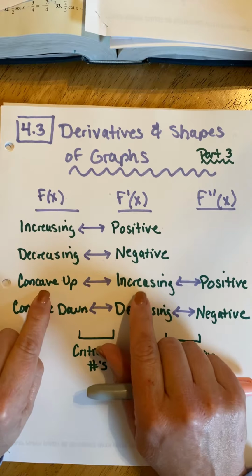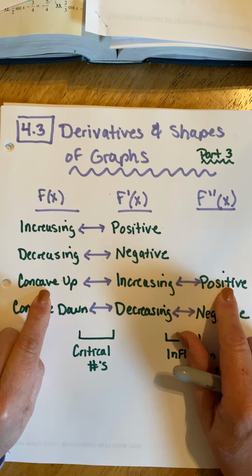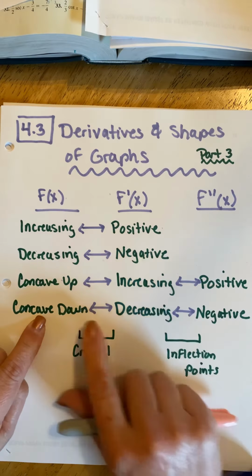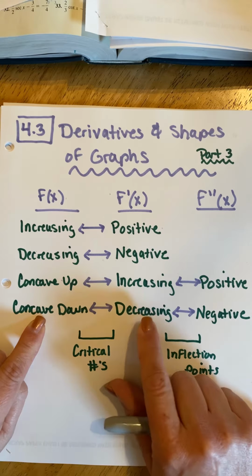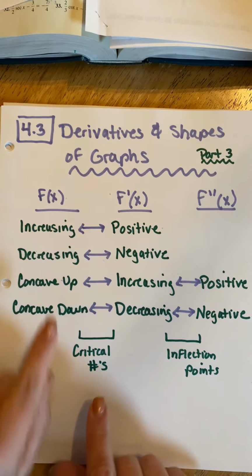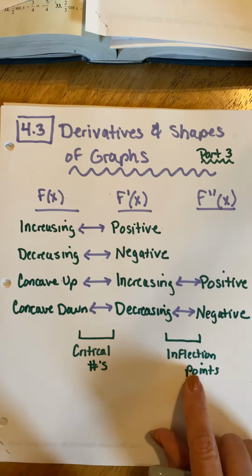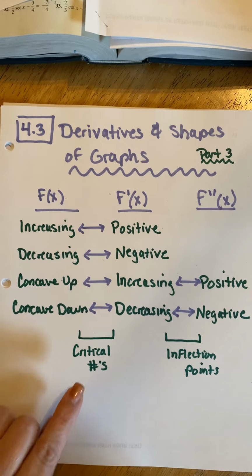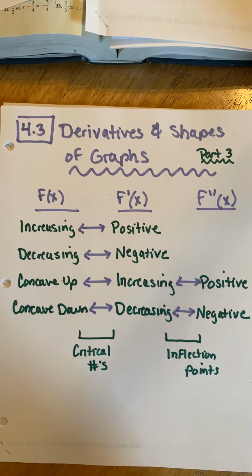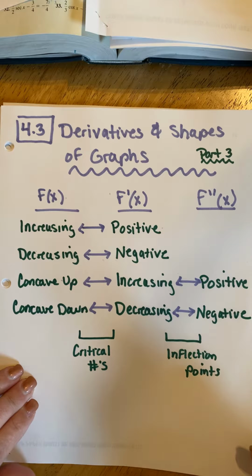Where a function is concave up, its derivatives are increasing. If its derivatives are increasing, the second derivative, or the derivative of the derivative, will be positive. Where a function is concave down, its derivatives are decreasing, so the derivative of the derivative will be negative. A function changes from increasing to decreasing always at a critical number. A function changes from concave up to concave down always at an inflection point. Not all critical numbers produce local maxes or mins. An inflection point is, by definition, where a function changes from concave up to concave down.